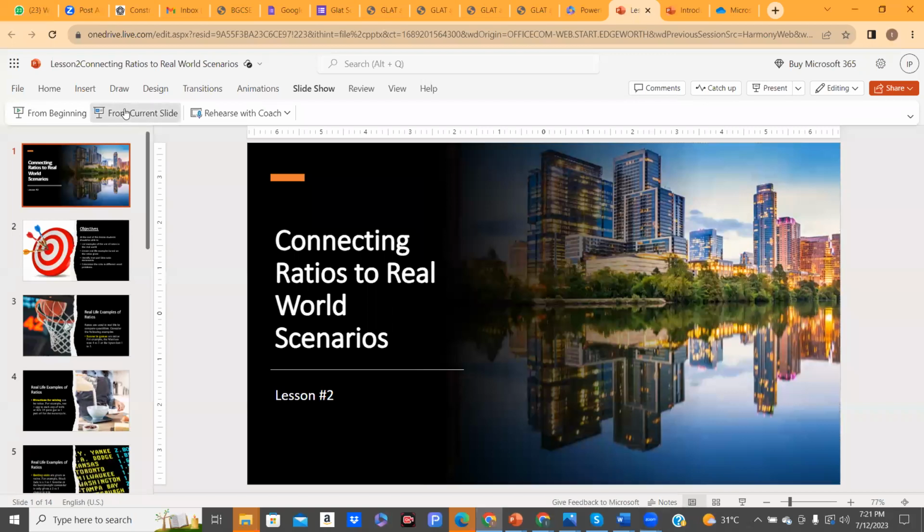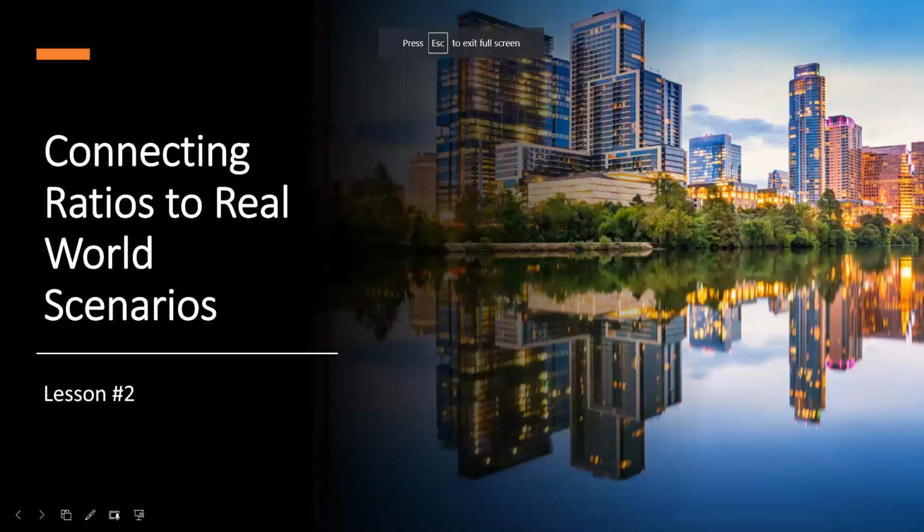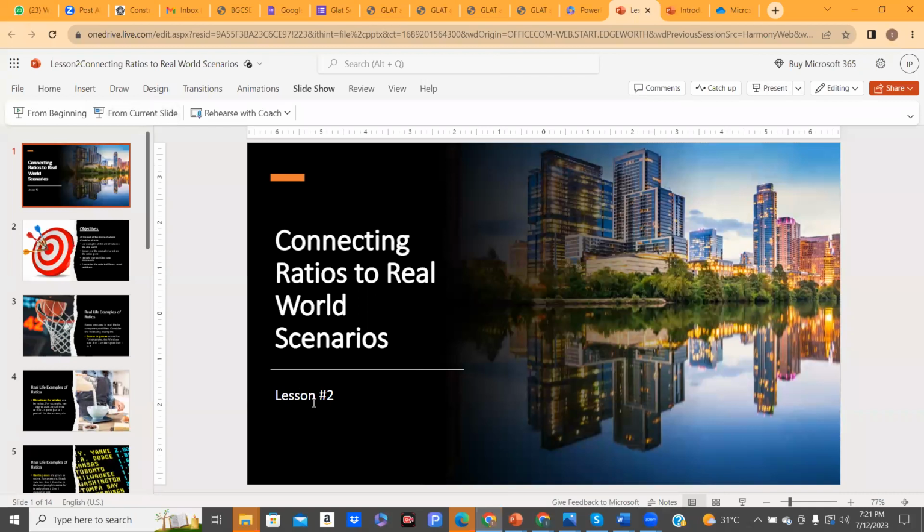This one says connecting ratios to real world scenarios. So this is section 2. That's the second section. So heading up section 2, not lesson 2. We have lesson 2, but it's supposed to be section 2. The next section is connecting ratios to real world scenarios.